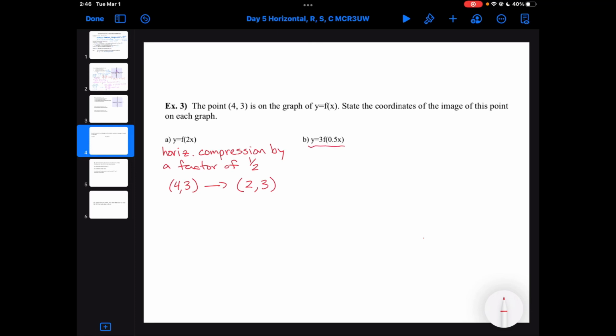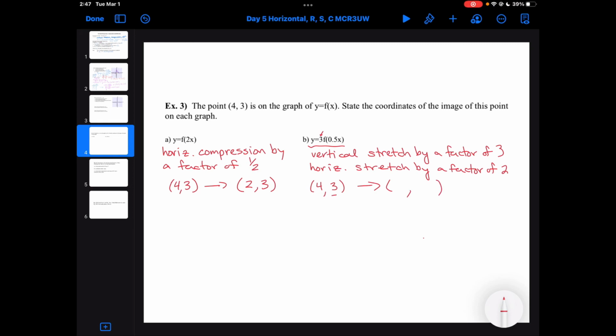This transformation expression has two different transformations. The first one is the 3. This is a vertical stretch by a factor of 3. And then I also have a horizontal stretch by a factor of 2. So my x coordinates are being spread out. I'm going to take my original point, vertical stretch by a factor of 3. That affects my y coordinate, so I'm going to take my 3 and multiply that by 3. My x coordinate is also getting stretched out, so I'm going to multiply by 2. So my new point is 8, 9.